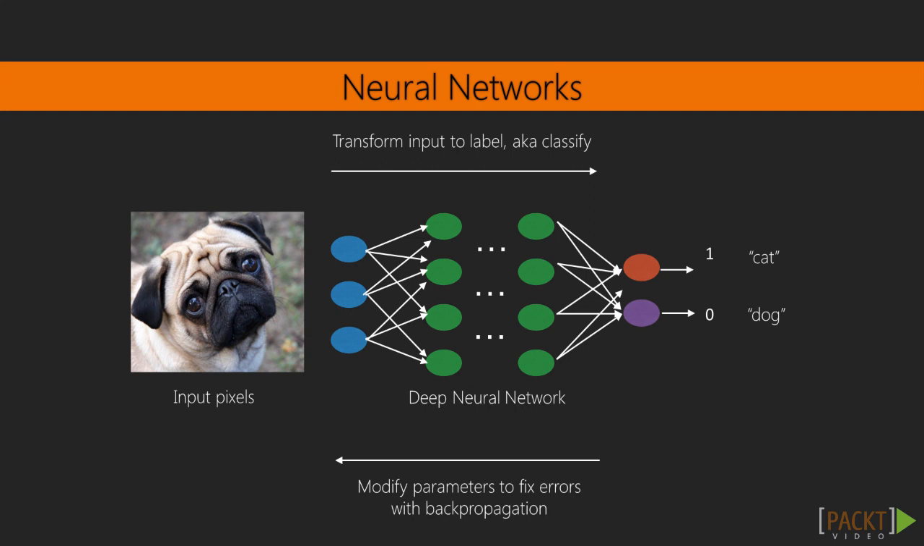In this case, we can use the backpropagation algorithm to minimize the chances of the network making wrong classifications, such as these ones in this slide, where the dog has been classified as a cat.